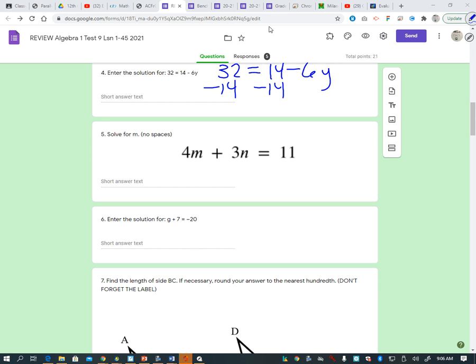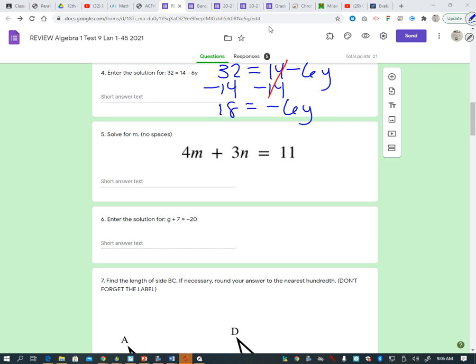Because I want to cancel out 14, right? It's a positive already, so the only way to get rid of 14 on the right-hand side and to keep the equation balanced is to subtract it from both sides, right? Which causes this to cancel. What's 32 minus 14? 18. So 18 equals negative 6y.